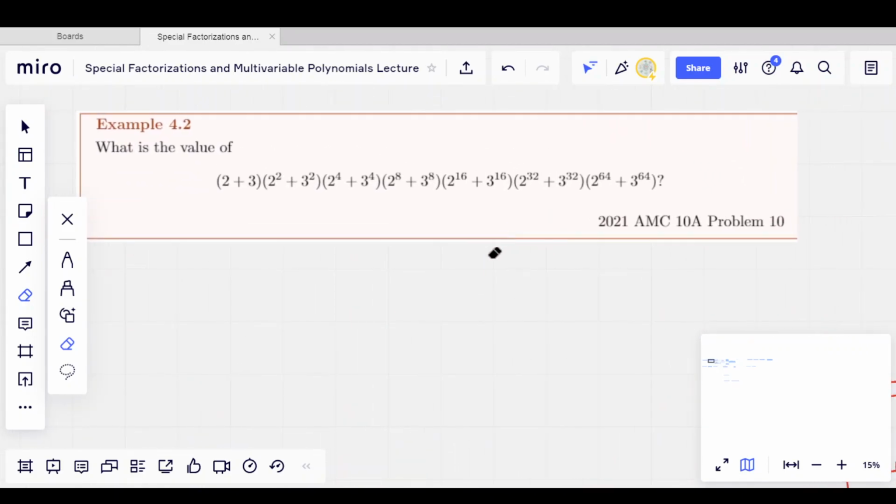So you can try this out. Just think about how to do it. What is the value of 2 plus 3 times 2 squared plus 3 squared all the way up to 2 to the 64 plus 3 to the 64? So I'll give you a moment to think about it. It will require just one step.